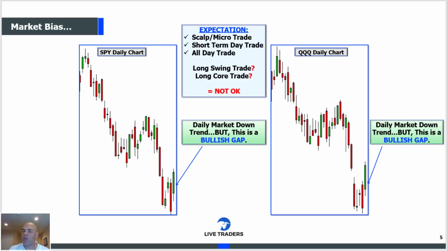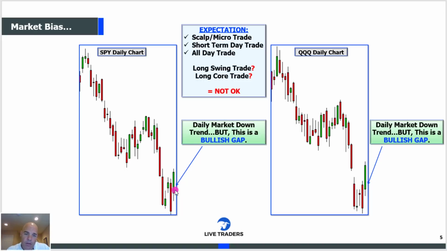Notice we are in a downtrend, right? Lower highs, lower lows, lower highs, lower lows. So we're in a downtrend on the daily, on the SPY and the Qs in this picture. And what happens is the market gaps up on this day. So you're gapping into a wide range red bar. So daily market downtrend, but this is a bullish gap.